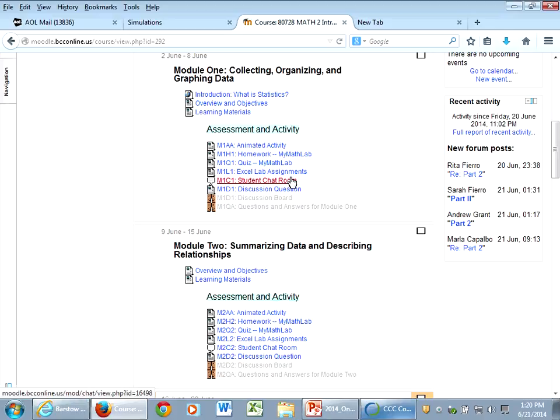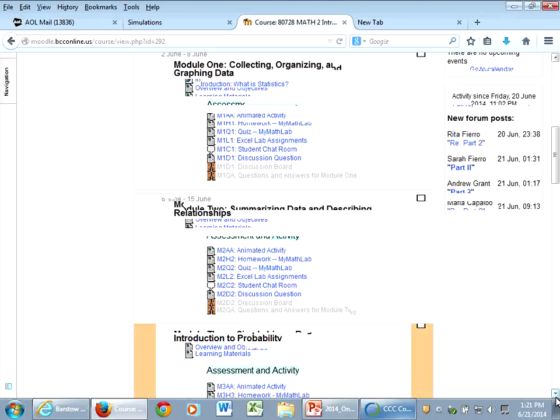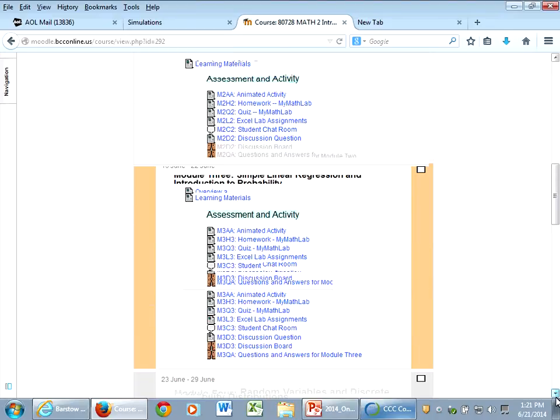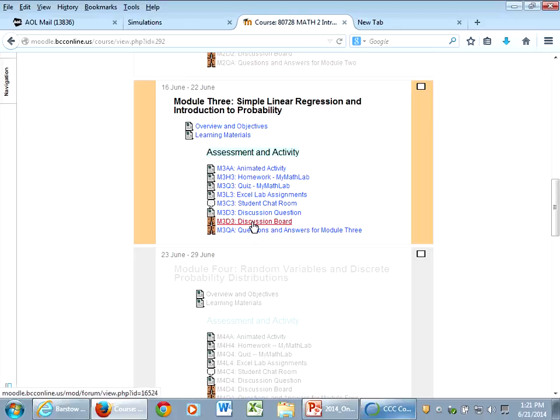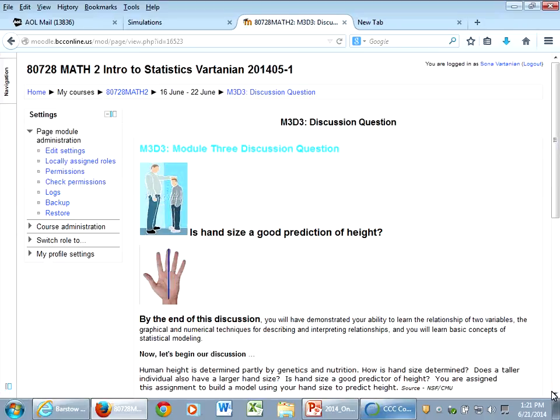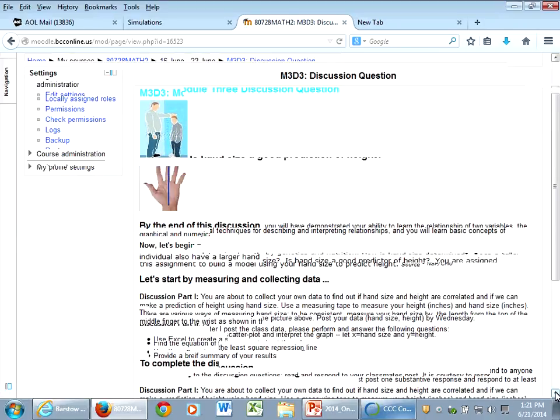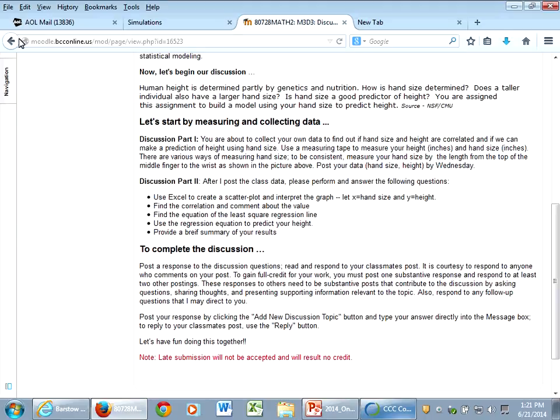I also have a student chat room. I also have the discussion question and discussion board. And one of the activities that I included is this week's topic, which is hand size versus height. This is an example of a discussion board, where I give instructions to the students on what to do and what they're going to learn.